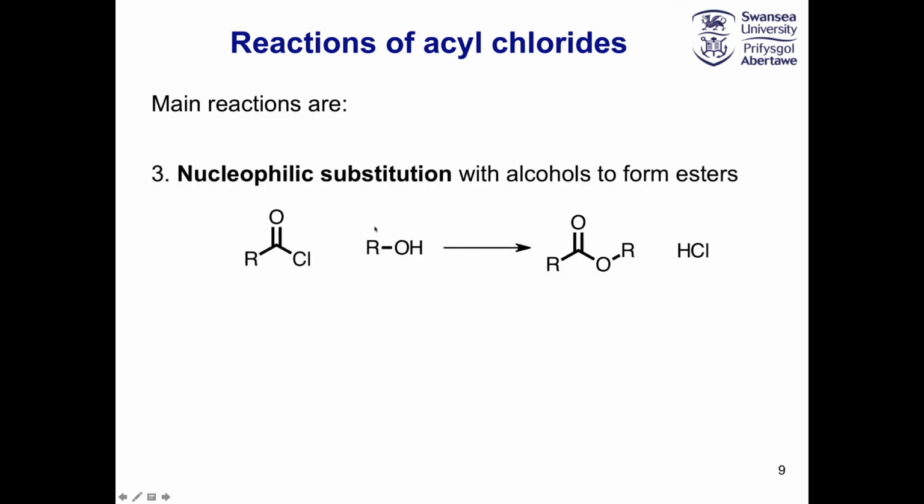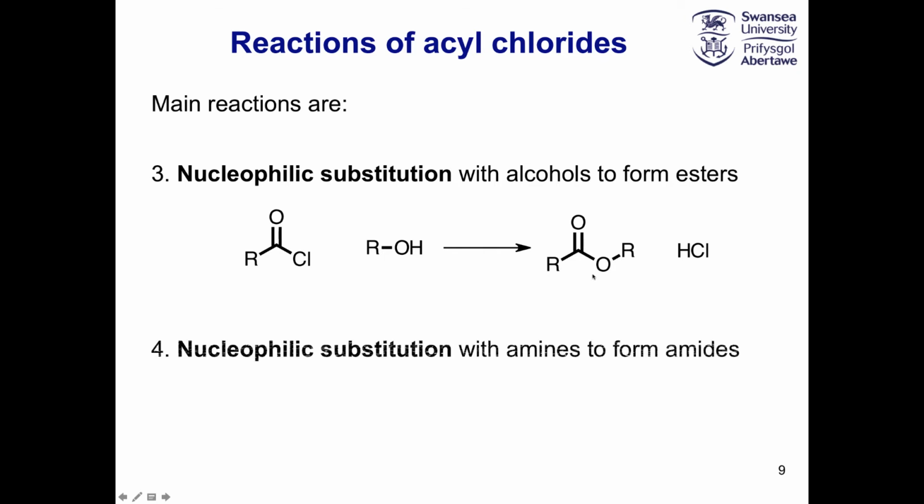Similarly, if we use an alcohol, then we can make an ester, and if we use an amine, then we make an amide. Acyl chlorides are therefore very versatile reagents. They are so reactive though that they don't tend to last very long, so we usually make them from the carboxylic acid immediately before we use them.